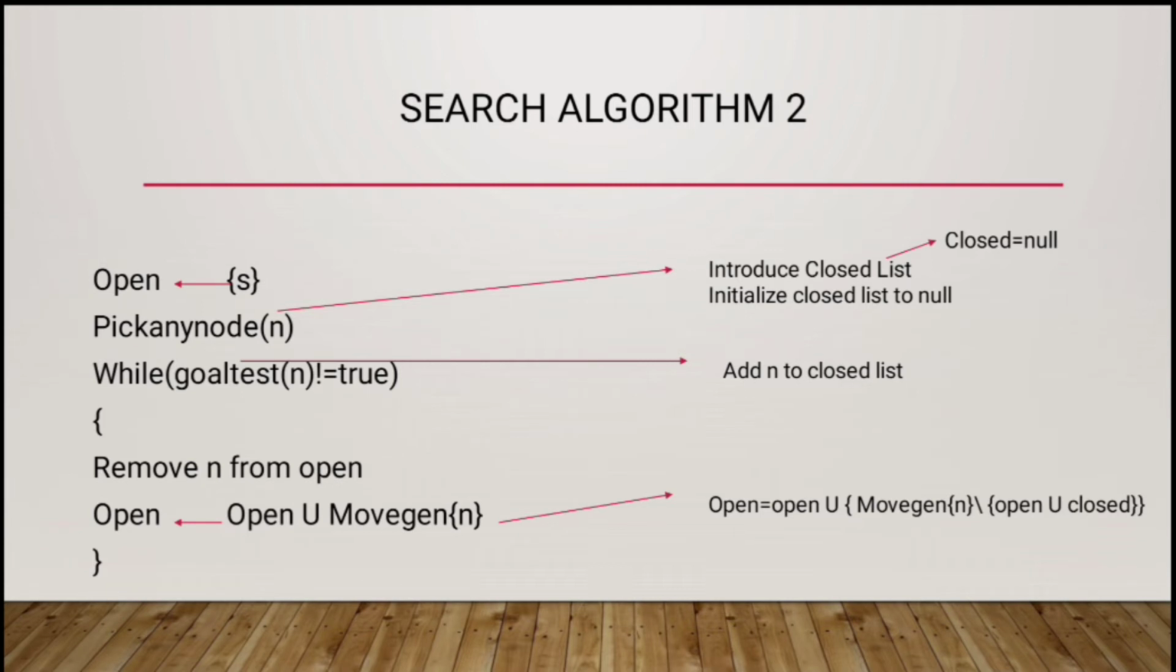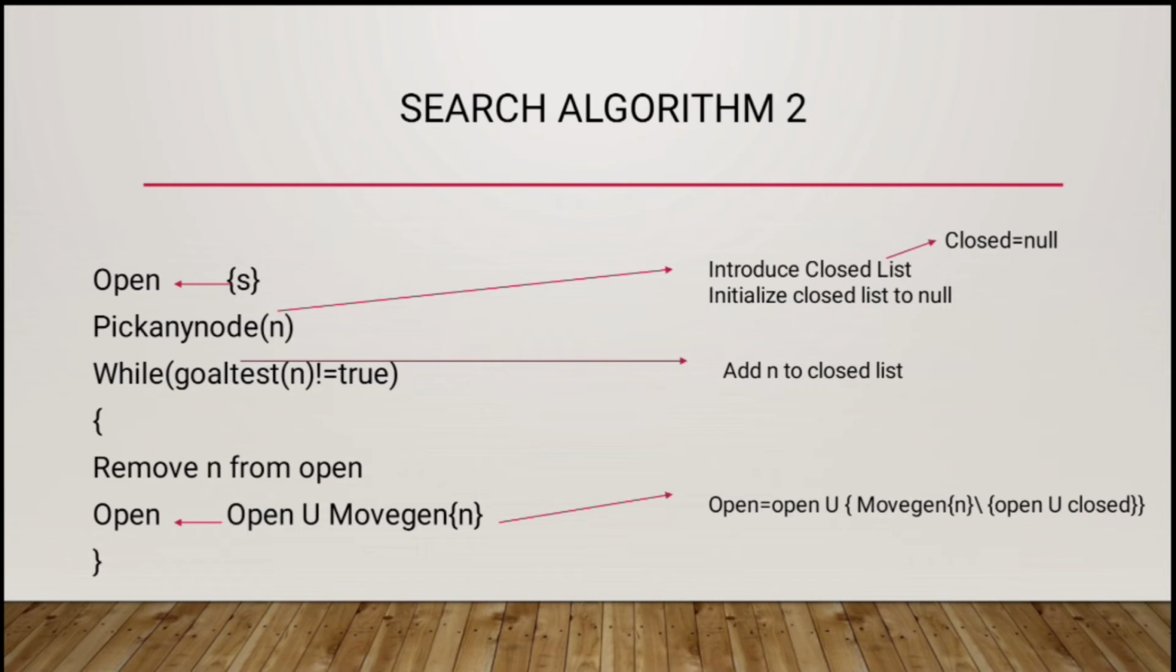If you have doubt in this, you can go and watch the first session. So after the first step, which is adding this yes node, we are going to put it into this closed list. We are going to create a new list called closed, which is initialized as null, and we are going to pick any node from the open list as we did in the first search. Then we are going to add the n into the closed list.